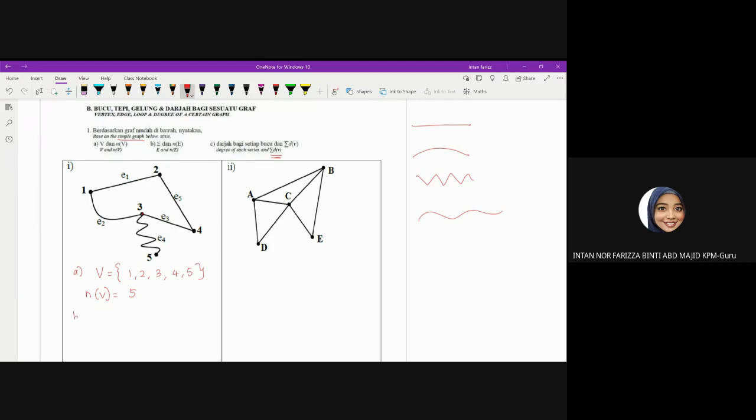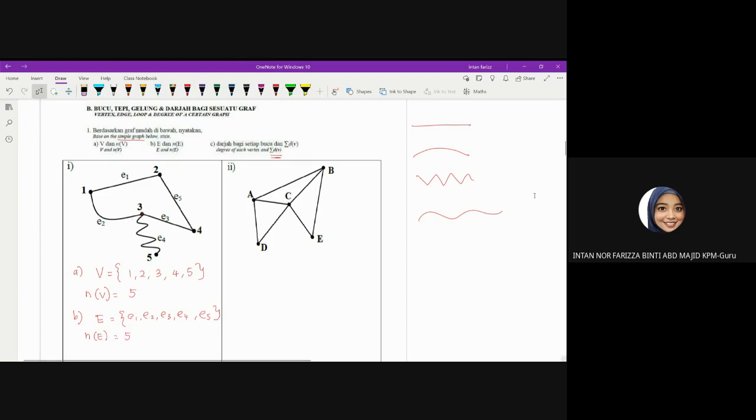Now let's do B. B is E, the edges. For question number 1, the lines already have names, they labelled the lines already. The first one is E1, E2, E3, E4, and E5. So the total number of edges will be 5.